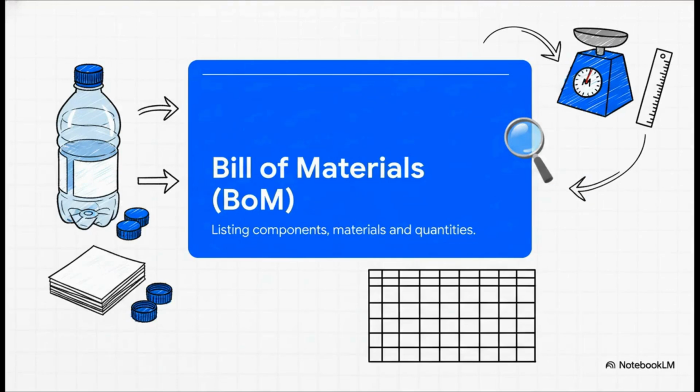First up is the BOM, or the bill of materials. You can basically think of this as the physical stuff that actually makes up your product. So for our bottled water example, your BOM would list out the specific mass of the plastic bottle itself, the mass of the plastic cap, maybe that paper label, and of course the actual water inside. It's really just a simple list of components, the specific materials they're made of, and their exact quantities.